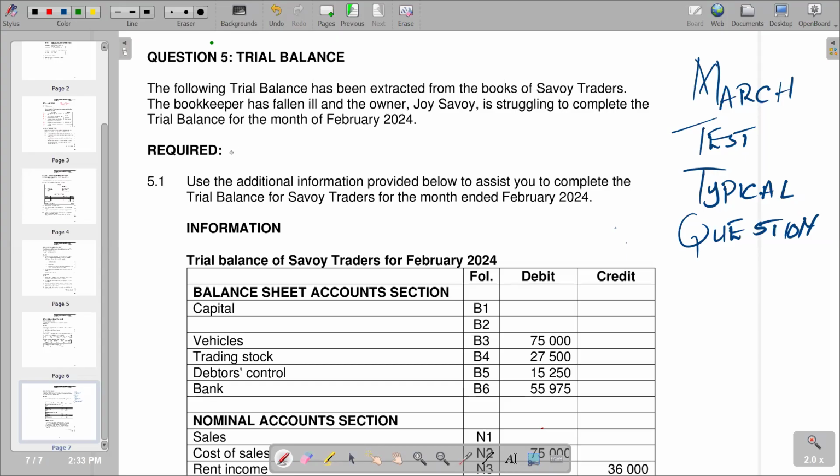In this video, we want to look at a typical match test question, and we're going to look at trial balance. This is question 5 of this question paper. So we are given our scenario in terms of our case study.